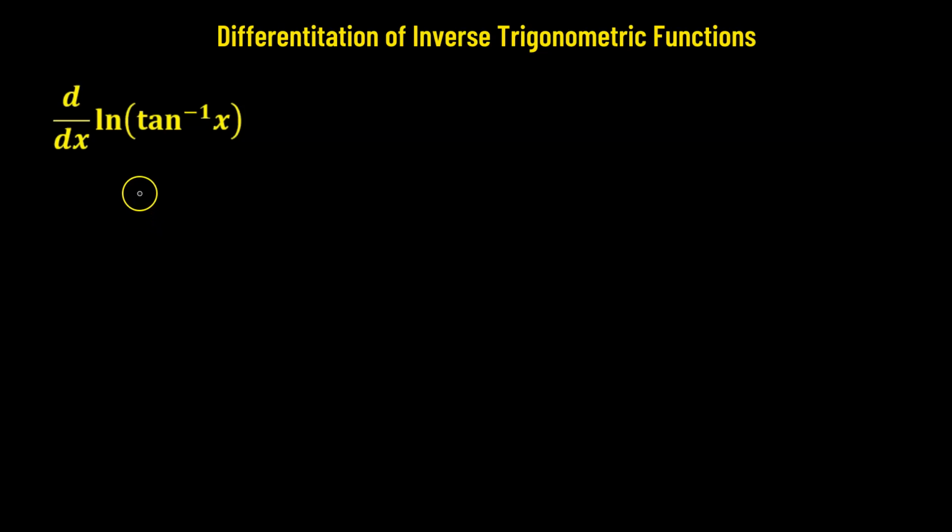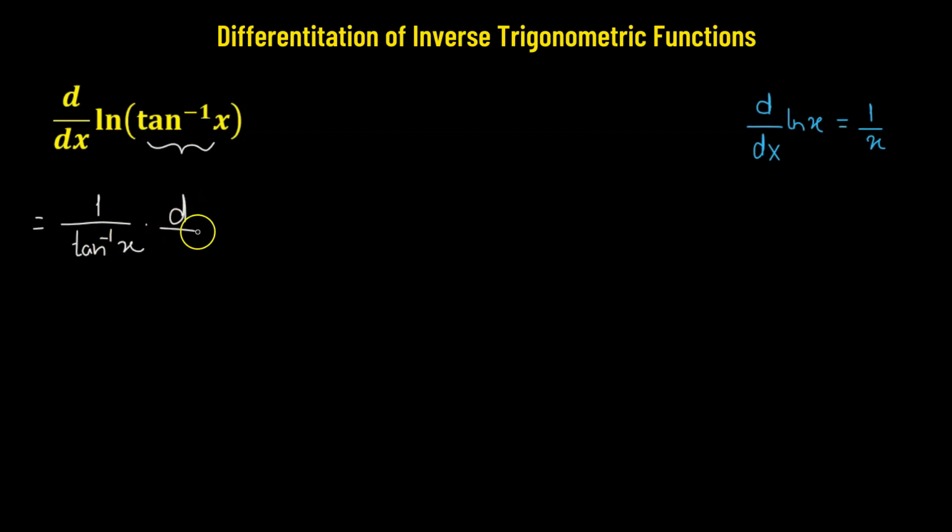Here we have to differentiate the function natural log of tangent inverse of x. So first we have to differentiate the natural log function. So we know the derivative of natural log of x is simply 1 over x. So that means the derivative of log of tangent inverse of x will give us 1 over tangent inverse of x, multiplied by the derivative of tangent inverse of x.